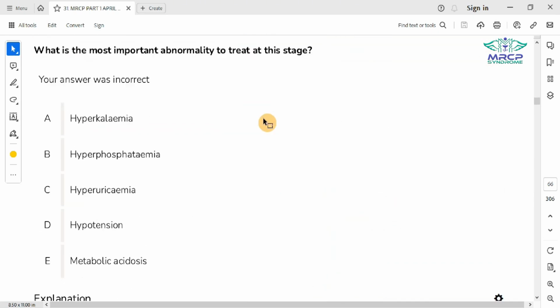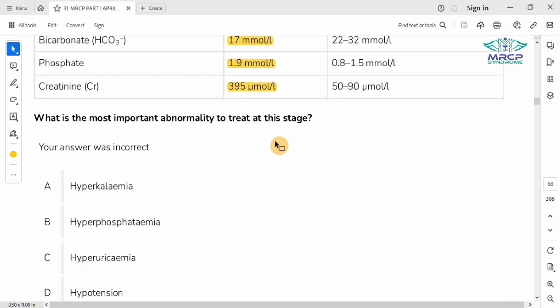What is the most important abnormality to treat at this stage? Hyperkalemia, hyperphosphatemia, hyperuricemia, hypotension, metabolic acidosis.